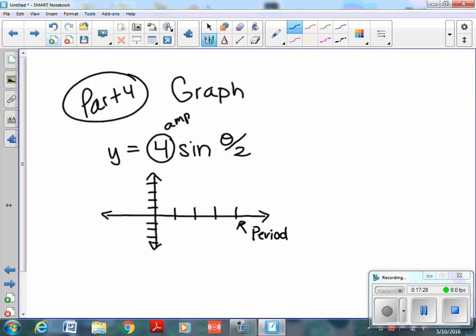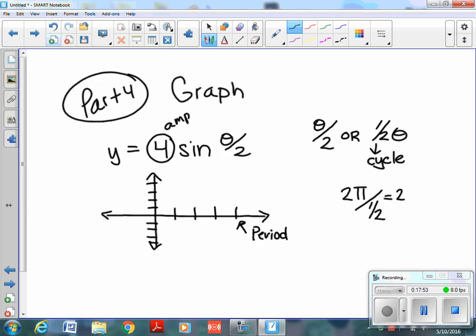This theta, okay, I gotta go over here. If you have theta divided by 2, I hope you know that it means a half of a theta. I hope you know that theta divided by 2 or a half of theta means the same thing. That little half stands for the cycle. So I need to figure out what my period is by taking 2 pi and dividing it by a half, which ends up being 2 pi. Change my division sign to multiplication and flip the 1/2 to a 2. My period ends up being 4 pi.